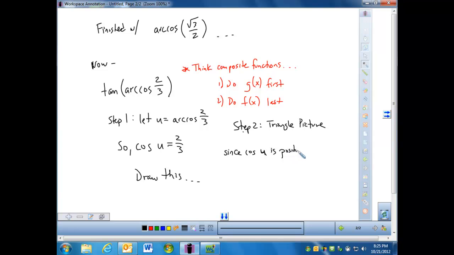Again, if this is confusing, stop for a second, go back to the previous page where we had the inverse functions, or just look at your notes and look at the inverse functions. And remember, if cosine is positive, we're going to be looking at that up in the first quadrant. So I draw that triangle, that reference triangle, if you will, up in the first quadrant, and we're going to call that angle u now, not theta, but angle u. Now remember, adjacent side is 2, hypotenuse is 3.